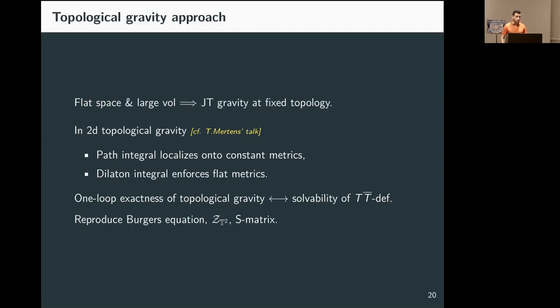We know that the path integral in this case localizes onto constant metrics, and also that the integration over the dilaton field is very simple. It is just a Lagrange multiplier which enforces a flat metric constraint. So from this perspective, we have a new handle on the exact solvability of TT-bar, which can be a sort of alter ego of the one loop exactness of topological gravity. And in this gravity formalism, we can reproduce the Burgers equation and all these features that were first proved by direct solution of the flow equation.